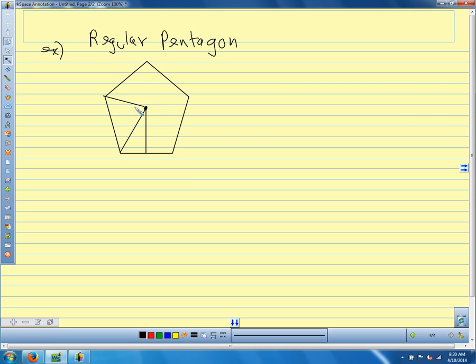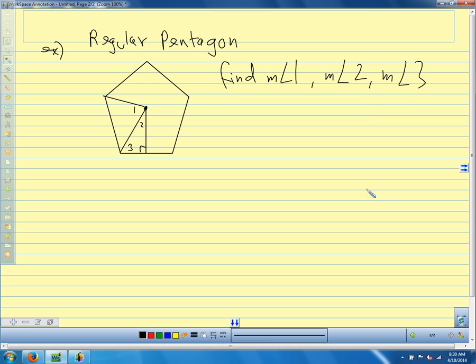And I'm going to label angle 1, and this is a 90-degree angle. 2 and 3. And our problem says find the measure of angle 1, measure of angle 2, measure of angle 3. All right, so which one can we find right away? I heard a 3 and a 2, and I was thinking angle 1. What kind of angle is angle 1?